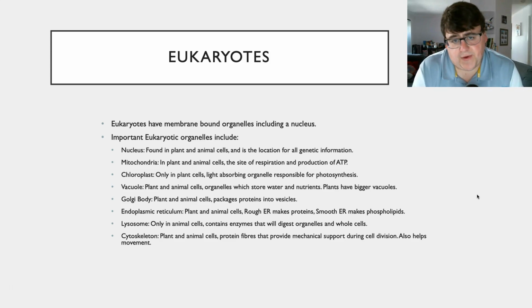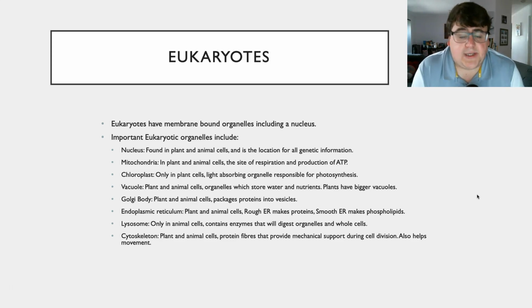All the diagrams really only show that vacuoles are found in plants, but that's because they're a lot larger inside plant cells. They are actually found inside animal cells as well, but they're really, really small and often kept off of the diagrams. All that a vacuole does is they help store water and nutrients for the cell. Golgi body, again, these are found in plant and animal cells, and they help to package proteins into vesicles.